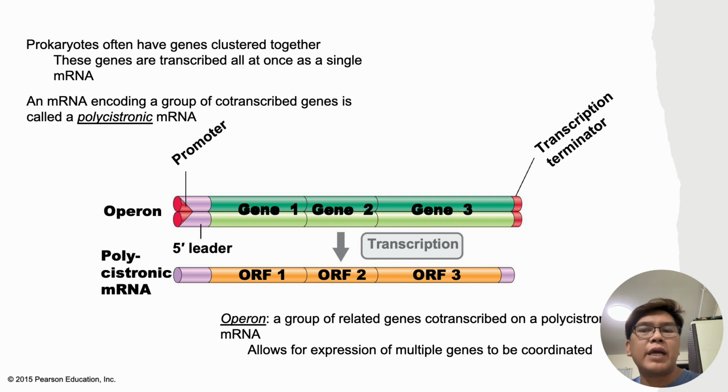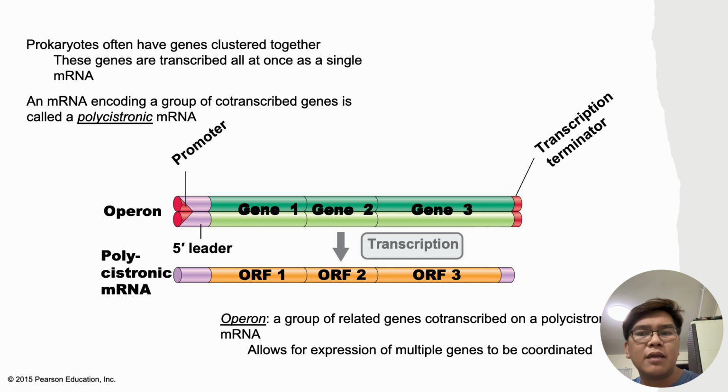This figure, on the other hand, shows the operon and polycistronic mRNA structure in prokaryotes. In prokaryotes, in addition to not having introns or non-coding segments, they often have genes clustered together, which are transcribed all at once in a single mRNA. An mRNA encoding a group of co-transcribed genes is called polycistronic mRNA. In the figure, the polycistronic mRNA actually contains 3 open reading frames, or ORFs.